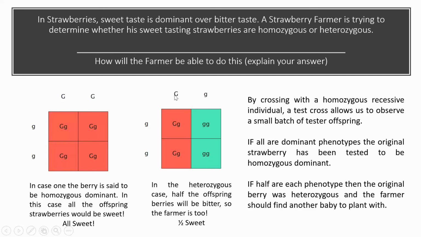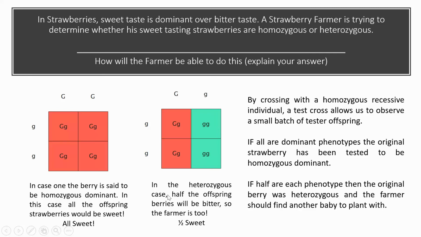But if the original berry was heterozygous, see here, then we're going to get a difference where only half of them end up sweet and half of them end up bitter. This tells us we didn't know this allele or this allele before. So by looking at the results, if they all end up sweet, we know that both of them were dominant and they had a homozygous dominant genotype. But if they end up 50-50, we know that the original strawberry was heterozygous because they have to be able to pass on each allele.